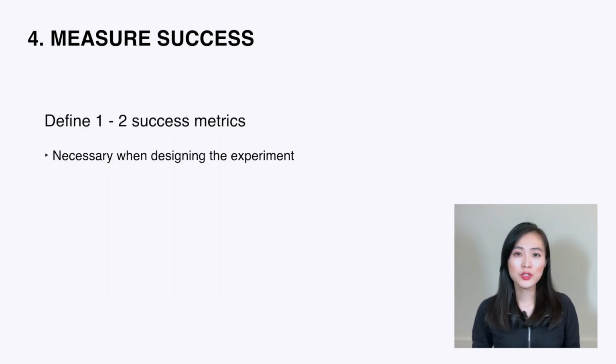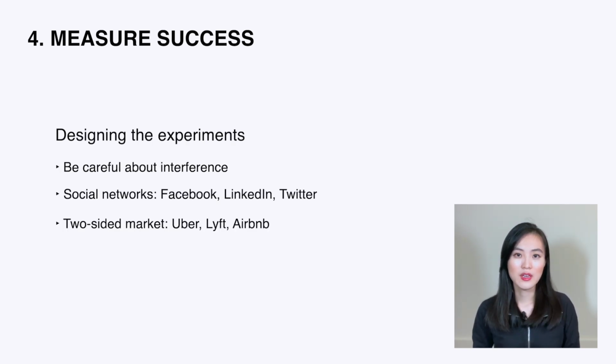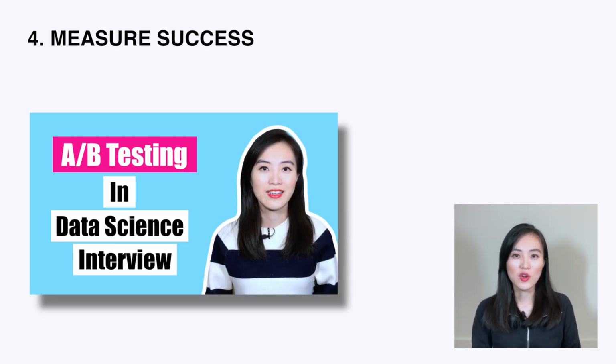This step is particularly necessary when you're asked to dive into how you would design an experiment to test your idea. Be careful about how we split users and whether there will be interference between control and treatment groups, because that will make the results unreliable. Especially in social networks such as Facebook, LinkedIn, and Twitter, and two-sided markets such as Airbnb, Lyft, and Uber. Check out another video on cracking A/B testing problems to learn more about the pitfalls and the solutions for A/B tests.